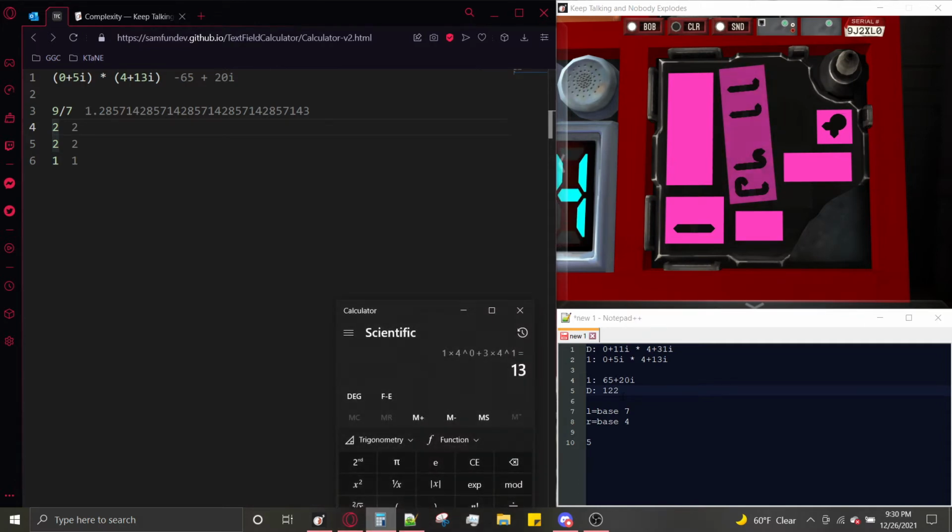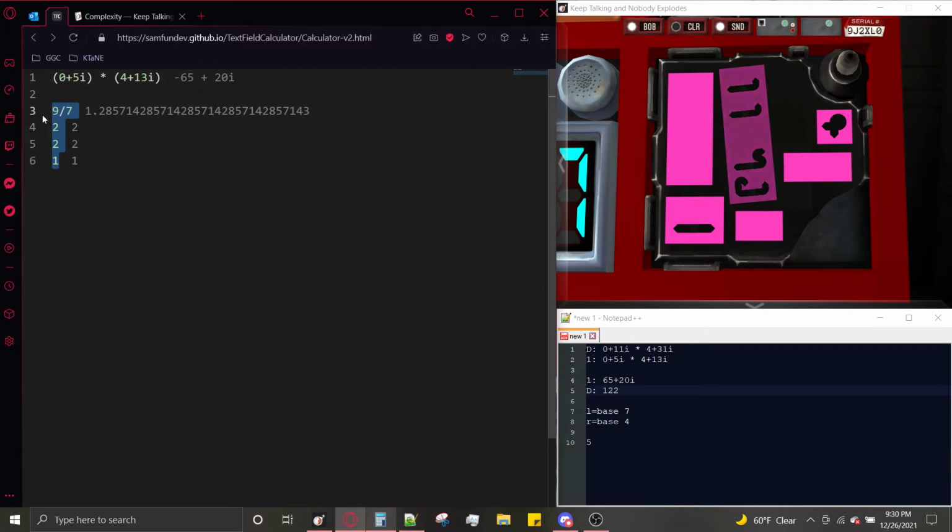And we can actually confirm this. We can take 2 times 7 to the 0, plus 2 times 7 to the 1, plus 1 times 7 to the 2. And this gives us 65, which means we have put this in base 7 correctly. Now we're going to convert 20 into base 4, and then we're just going to stick an i on the end of it. So 20 divided by 4 gives a decimal of 0. 5 divided by 4 gives a decimal of 0.25. And then 1 is less than 4, so we keep that. This gives us 1. This gives us 0. So 20 in base 4 is 1, 1, 0.